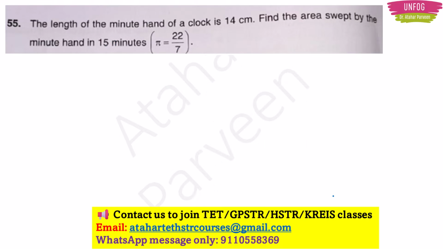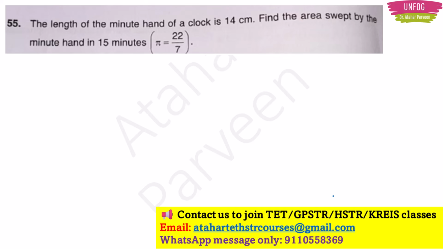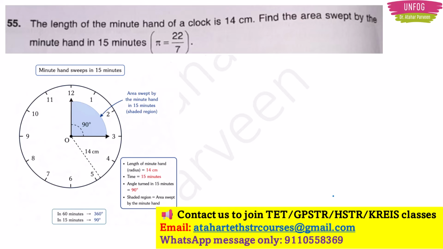Next, question number 55. The length of the minute hand of a clock is 14 centimeter. You have to find out the area swept by the minute hand in 15 minutes. In 15 minutes means 1/4, means the angle will be 90 degree here. So the area swept by the minute hand in 15 minutes we have shown you here in the shaded portion. For the entire clock it is 60 minutes, so angle will be 360 degree. For 15 minutes it will be 90 degree.